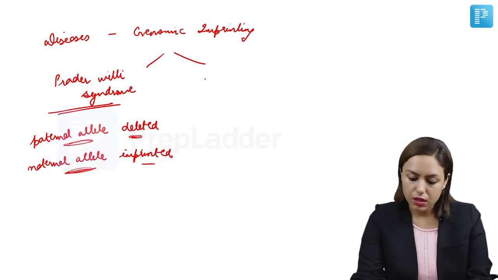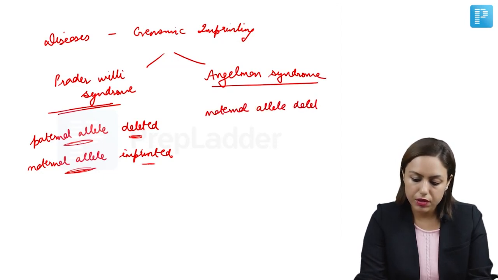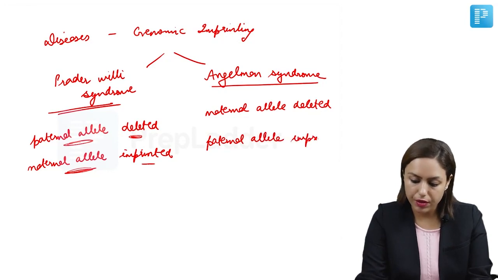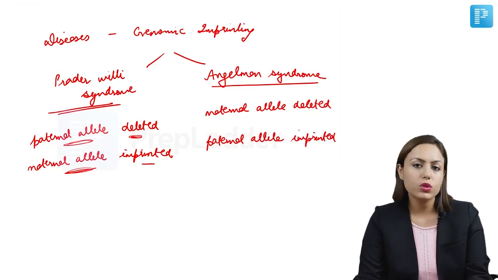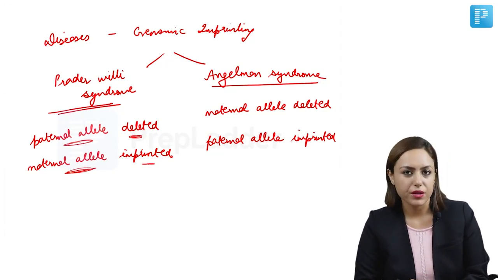Now, in Angelman syndrome, the maternal allele is deleted, and the paternal copy of the allele is imprinted. So basically both the alleles are not available, so the gene's function will be affected, right?